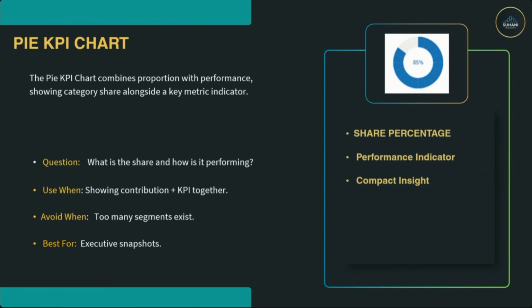So the question we ask while analyzing or using this chart is: what is the share and how is it performing? What's the share of that category? Like what we are indicating our performance to. Then we go with this chart. We should use this best when we have to show contribution, or when we have to use the KPIs and the charts all together.